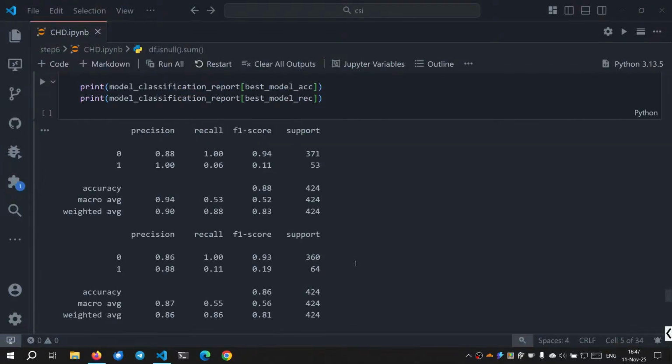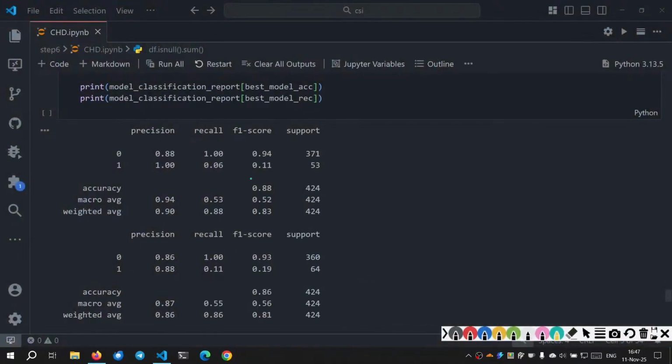So the first one is the best accuracy one. We see here that we have 88% accuracy. That's pretty good. However, if you look at the one prediction, which is that the person actually is at risk of heart problems and heart diseases, it's really low. And this is a problem. And even the best one that we have has also low recall for one. Why is this a problem? We're going to get to it. Just bear with me for a second here.